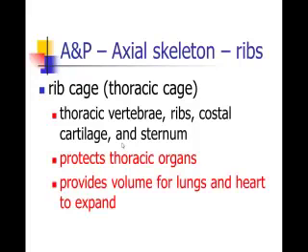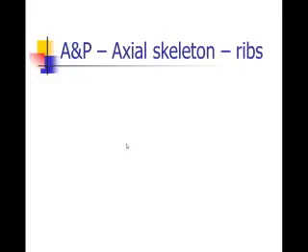But in addition, they provide a predictable volume for the lungs and heart in order for them to expand and contract. And so if you could squish your thoracic volume, your lungs and heart wouldn't work very well, and that would usually cause you to be dead. So having a predictable volume is really important for the functioning of the lungs and the heart.